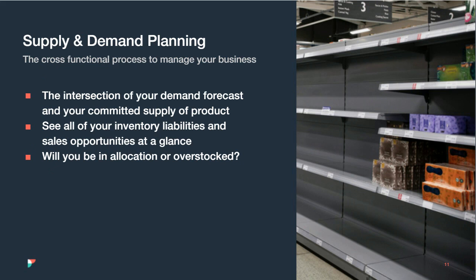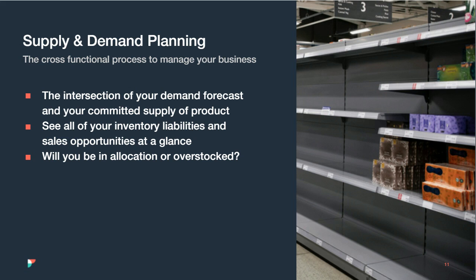So you may say, all right, what exactly is supply and demand planning? You keep talking about it. What is it? It is the intersection of your demand forecast and your committed supply. Supply and demand planning, think of it as a process and a series of ongoing meetings. It's a cross-functional process that involves operations, sales, finance, and whoever has P&L responsibility. Maybe that's the GM of your division or the CEO of your company. You want those stakeholders in the meetings as part of the process.